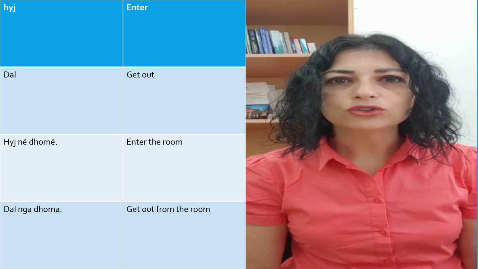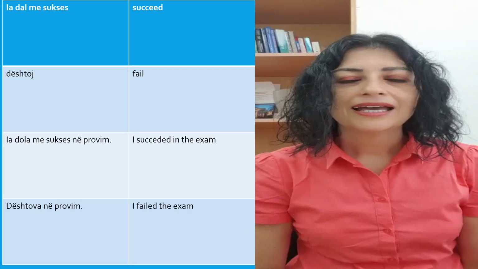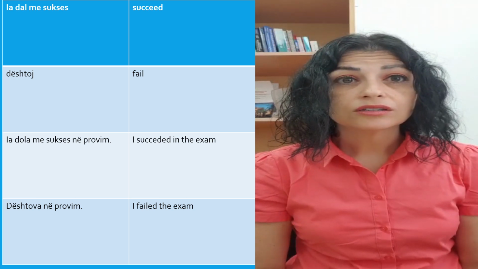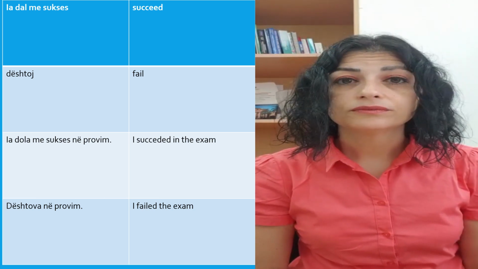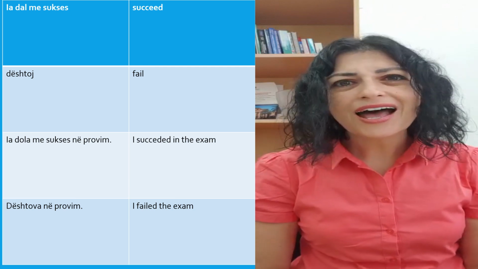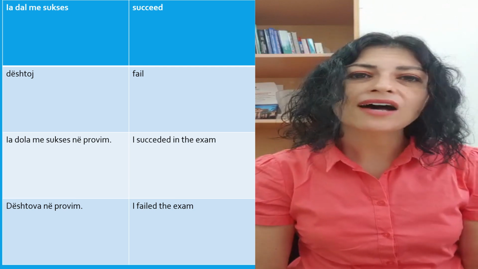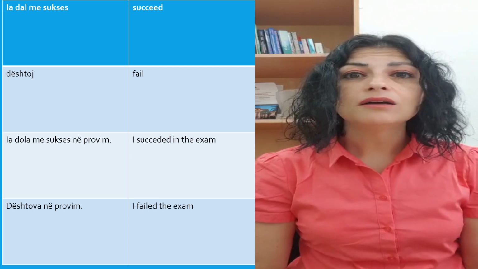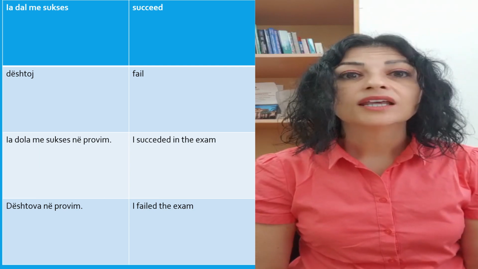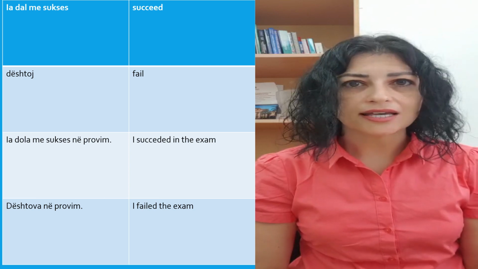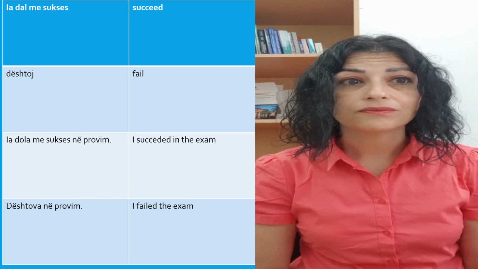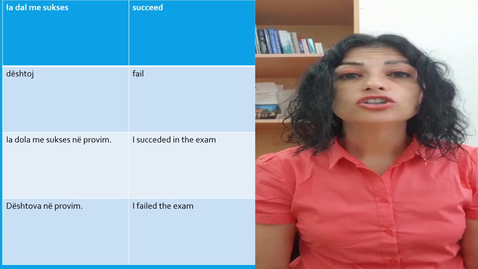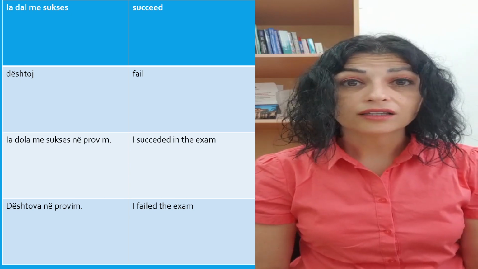Let's see other two verbs. In English, we say to succeed. In Albanian language, we don't have only one verb. We have an expression to say that, and that is ja dal me sukses, to succeed. And the opposite is dështoj, to fail.